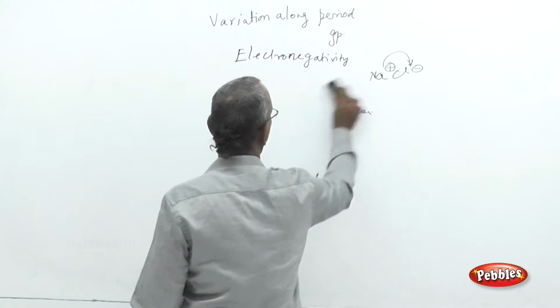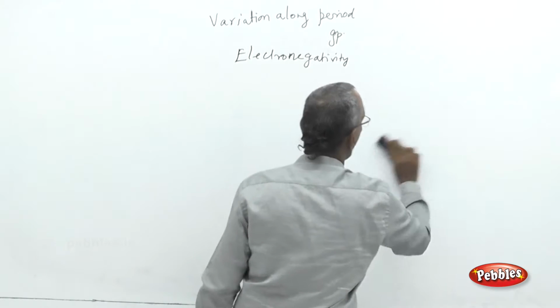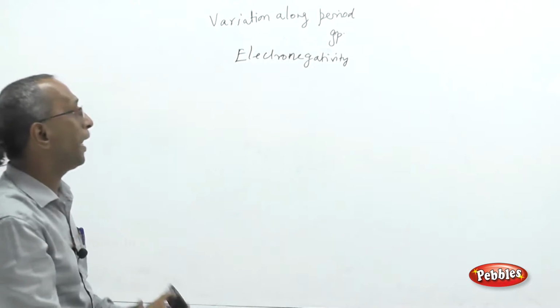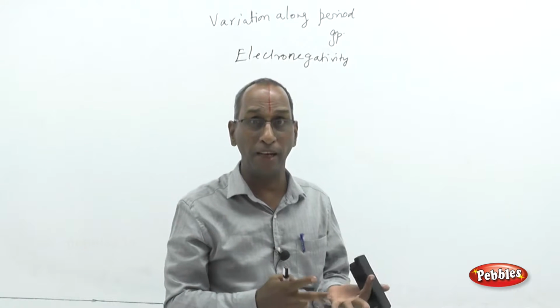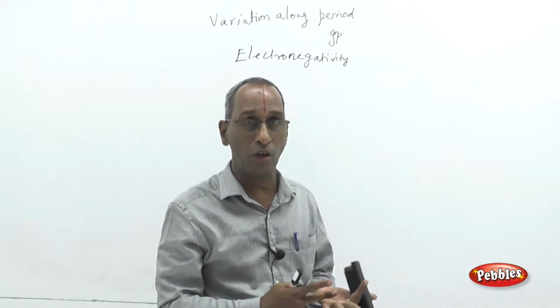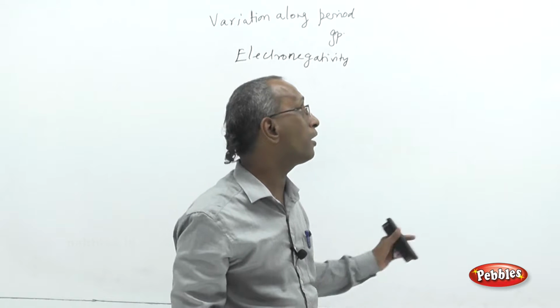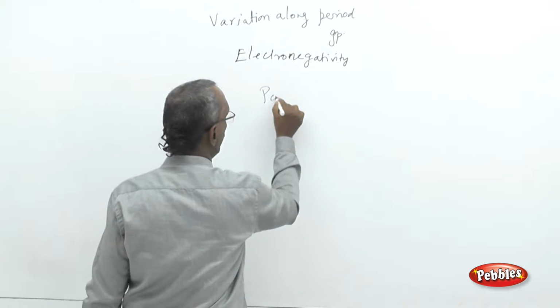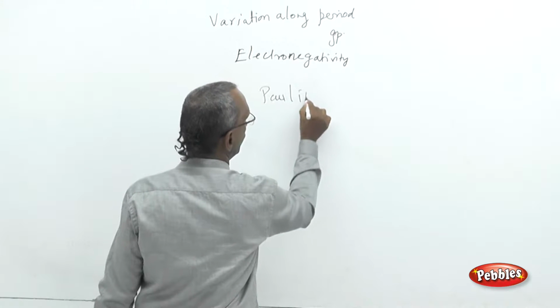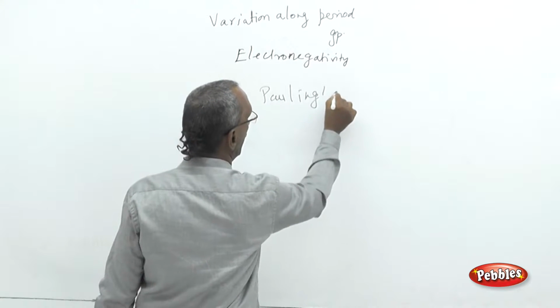So electronegativity is the power of attraction of the central electron pair. It is a qualitative term, not an energy term, unlike your ionization energy or electron gain enthalpy. But because of its qualitative nature, there are two scientists who proposed formulae for electronegativity.